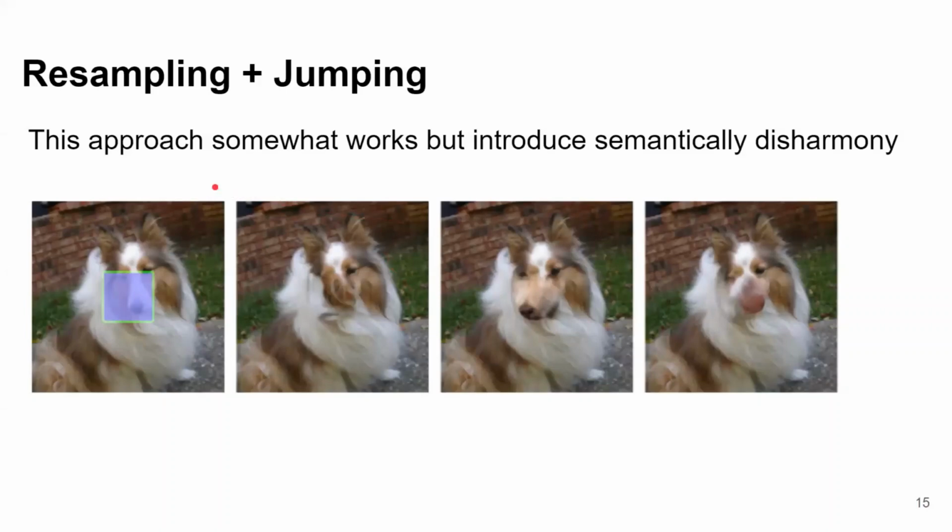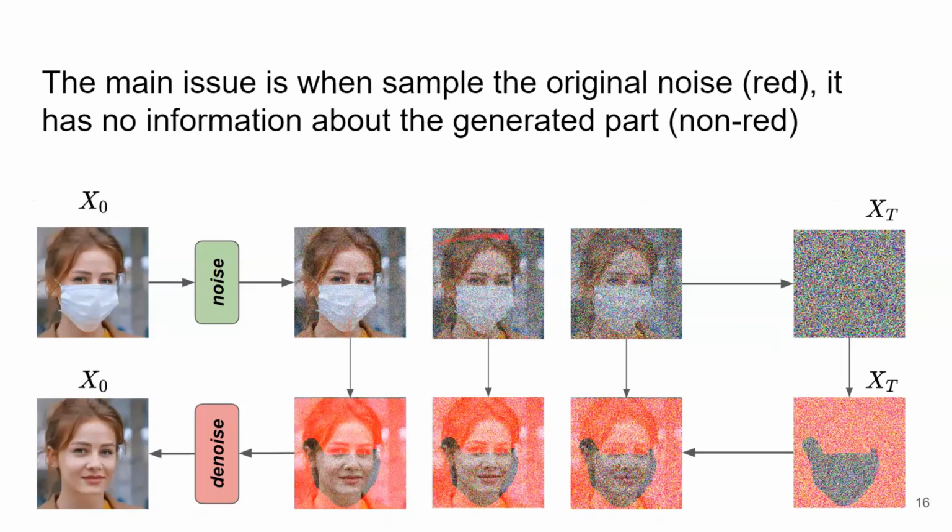It somewhat works, but you introduce semantic disharmony, as I show here. For example, when we mask out the nose of the stork, with that naive approach, we will have some meaningful results, like the fur is correct, but it's not the nose, or the nose can be semantically different from the ground truth. The reason is that in each step, we introduce a new area of the denoising image, the red area, and the red area has no connection with the generated part. The model has no idea what is going to be in the new red area in the next step. So that's where the disharmony comes from. Even though the diffusion model is good at harmonizing the whole image, it cannot predict the future.